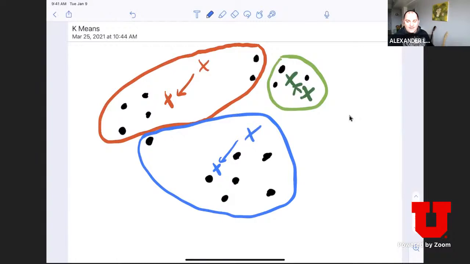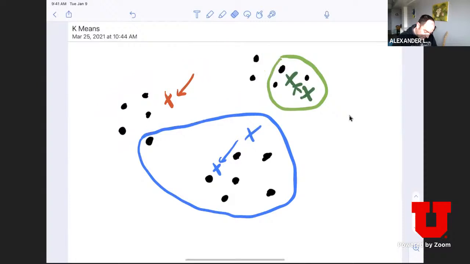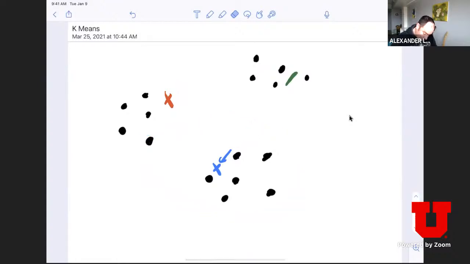So this is my state after the first iteration, and now I'm going to restart all of this. I'm going to take away these, and all that remains are the new centroids.